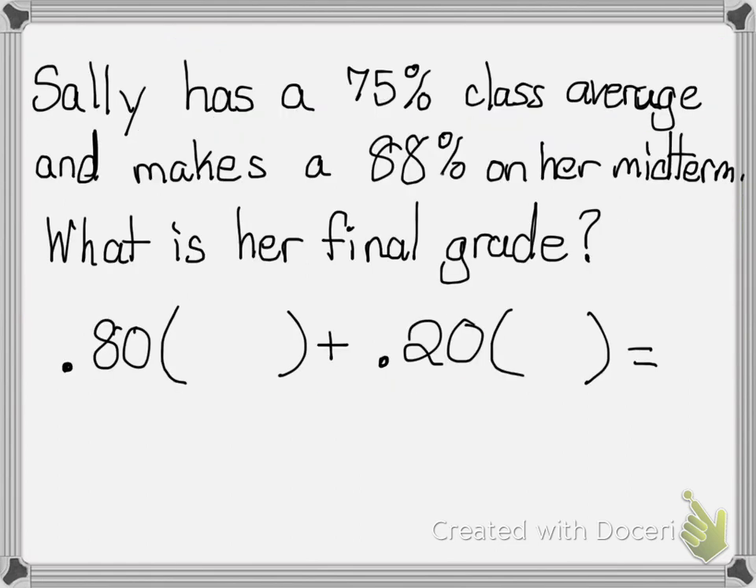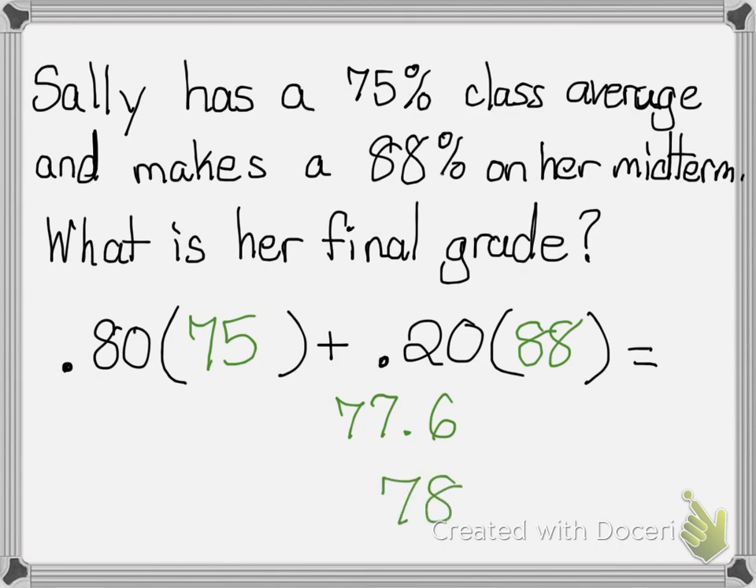All right, let's look at a scenario. Sally has a 75% class average and makes an 88 on her midterm. What will her final grade be? Since her class average is a 75, I'm going to do 0.80 times 75 plus 0.20 times 88, since she made an 88 on her final exam. When I type all of that in the calculator, and by the way, you can type it in exactly the way it looks with parentheses and everything, she gets a 77.6, which will round up to a 78 average.